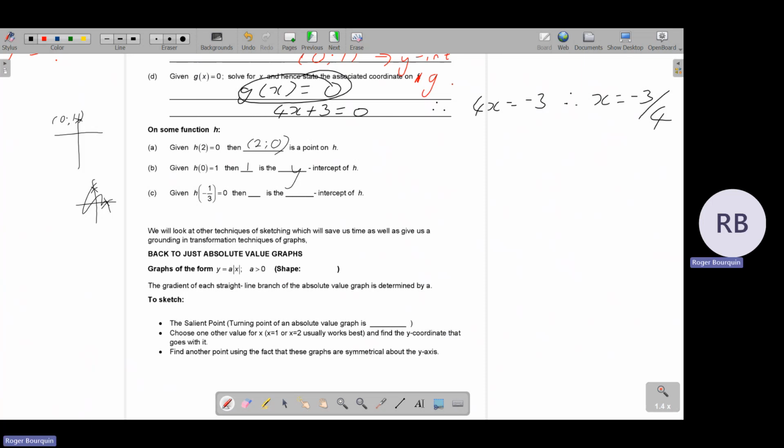And if h of negative a third is equal to 0, well, where is negative a third 0? It's over there. So what would I know? The x-intercept. Then negative a third is the x-intercept of h. Maths is a language, you have to understand the language, guys.